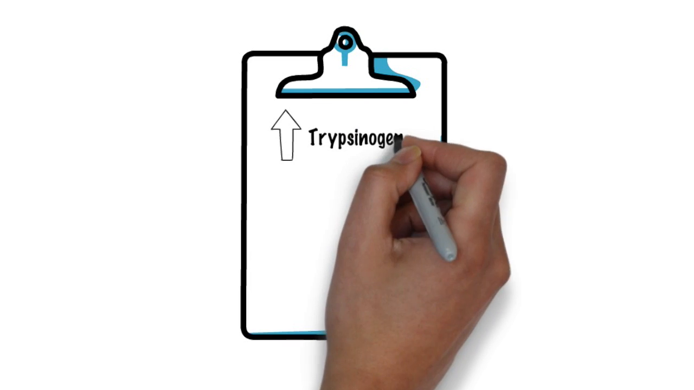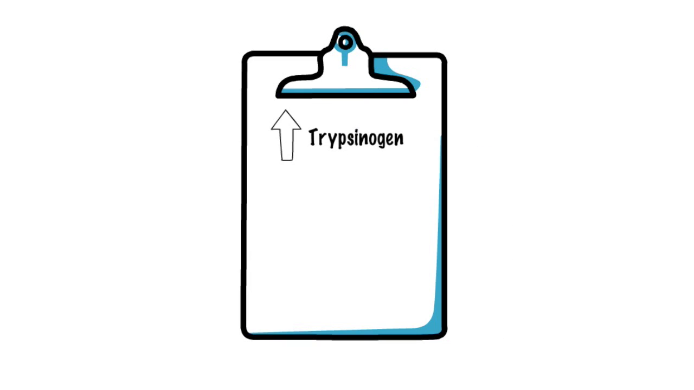This screening includes measuring immunoreactive trypsinogen, IRT, in blood. High levels of trypsinogen can be a sign of CF because, as we learned, CF disrupts the normal function of the pancreas, which affects the levels of enzyme it produces, one of them being trypsinogen.